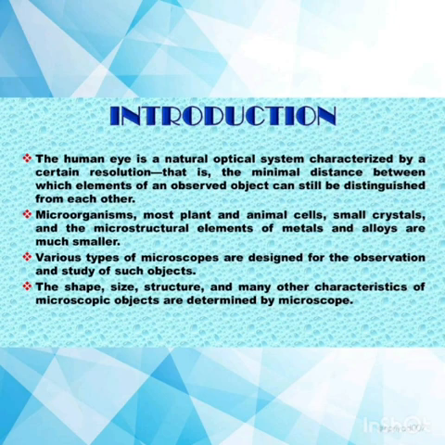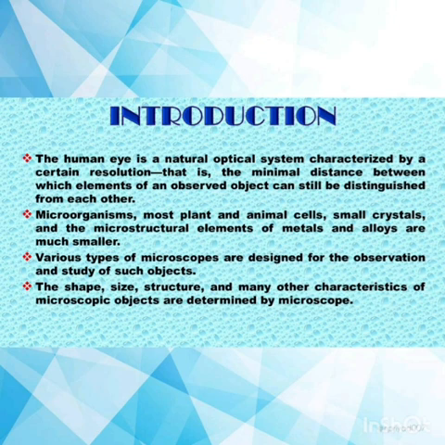So first I will give you a brief introduction. The human eye is a natural optical system characterized by a certain resolution, that is, the minimal distance between which elements of an observed object can still be distinguished from each other. Microorganisms, most plant and animal cells, small crystals, and the microstructural elements of metals and alloys are much smaller.